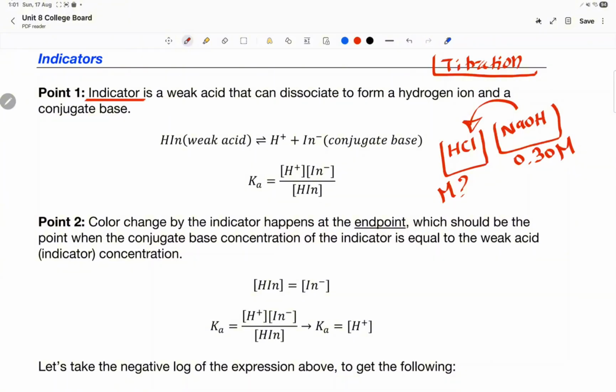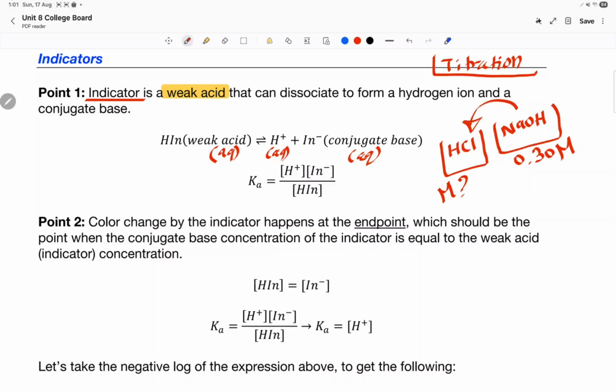So what exactly is an indicator? It's a weak acid that will have two colors, one before dissociation and one after dissociation. So before dissociation it has one color, after dissociation it has a different color. So far so good? We refer to it as HIN. H because it's an acid and IN means indicator. Now everything here is going to be aqueous. And the rules of Ka says if everything is aqueous, you have to include everything. You put the products over the reactants.